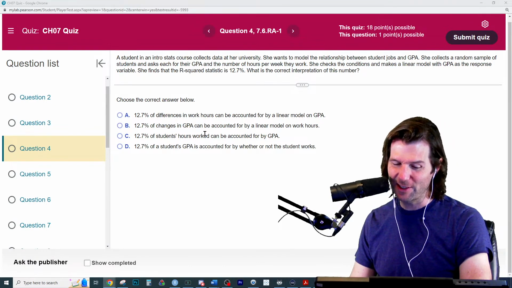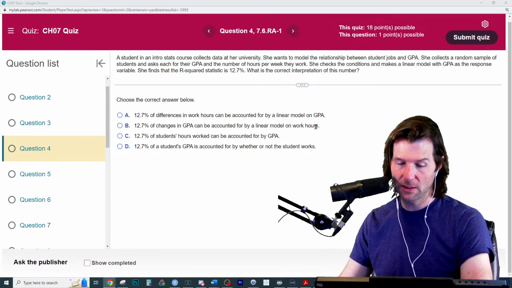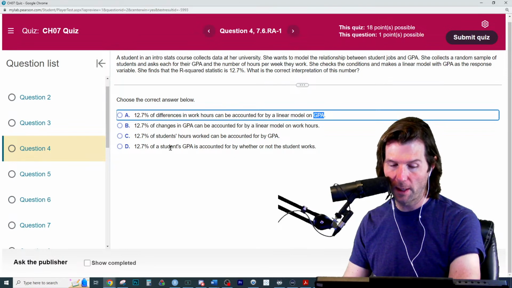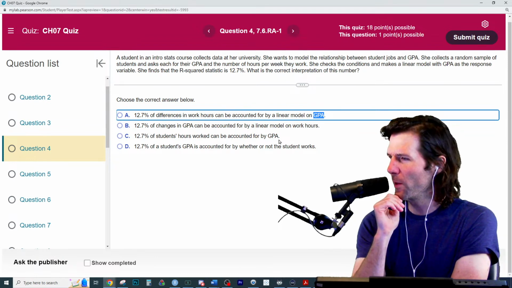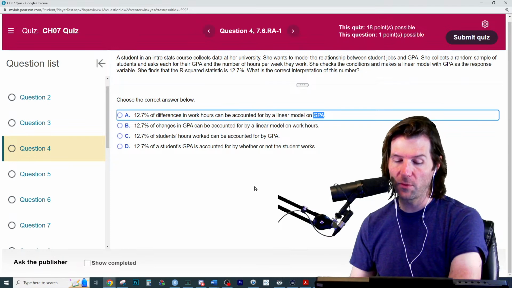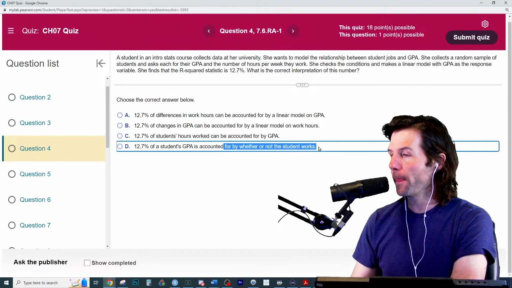12% of the changes in GPA can be accounted for by... oh, but they reversed this. No, this is reversing the X and the Y. 12.7% of students' hours worked can be accounted for by... oh man, they really do some weird explanations right here. 12.7% of a student's GPA is accounted for by whether or not... no, this doesn't even mention the linear model.